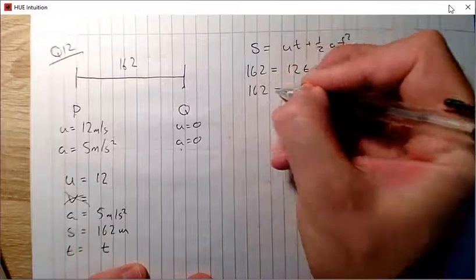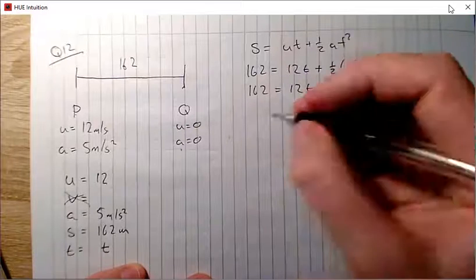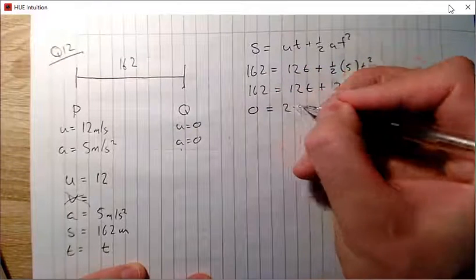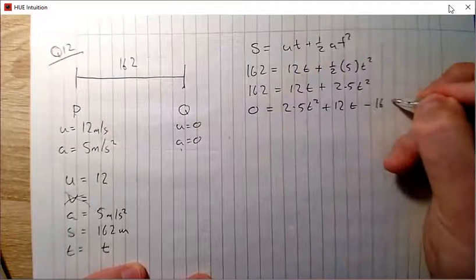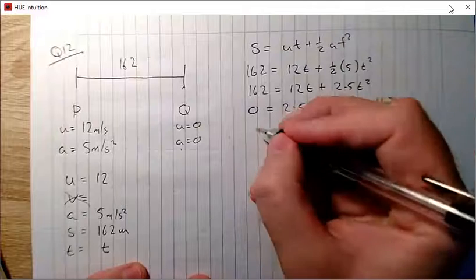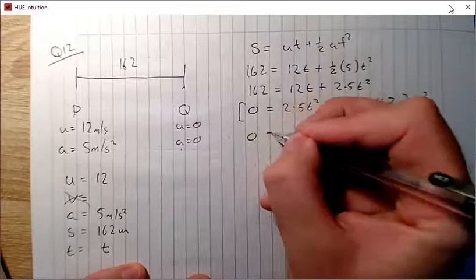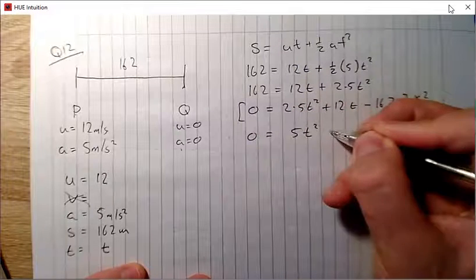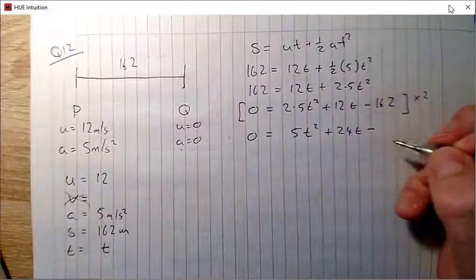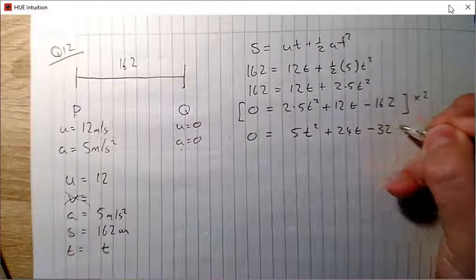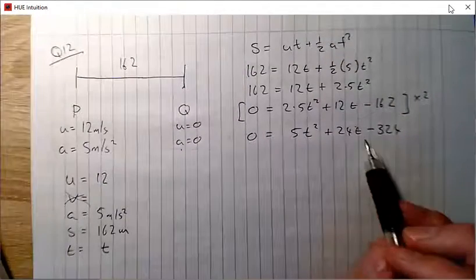So that's 162 is 12t plus 2.5t squared. Move that 162 over, and you get 2.5t squared plus 12t minus 162. And then I'm going to again just double that because it makes my life a little bit easier to not have the 2.5. So I get 5t squared plus 24t minus, what was that, 324. If you look there, that's the same equation that we had earlier, but I think it's been easier to get there.